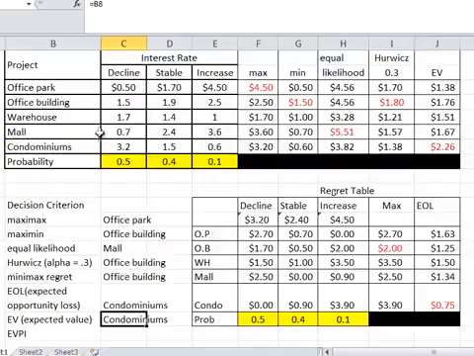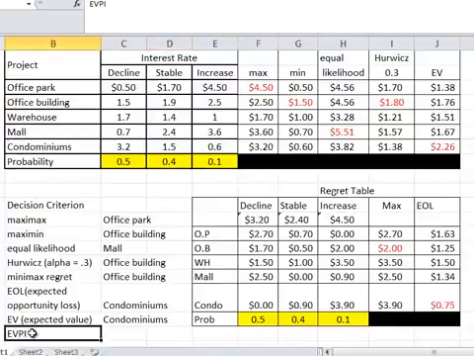Now we discussed 7 different decision criteria with which we can find the best investment project. It is quite subjective which decision rule you would like to use. But in practice, most of the time, we use probabilities to help us find the best possible decisions. Next, let's answer question 8, EVPI, or expected value of perfect information.